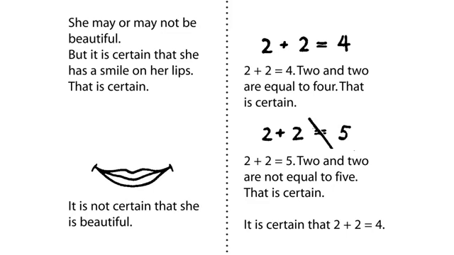2 plus 2 equals 4. 2 and 2 are equal to 4. That is certain. 2 plus 2 equals 5. 2 and 2 are not equal to 5. That is certain. It is certain that 2 plus 2 equals 4.